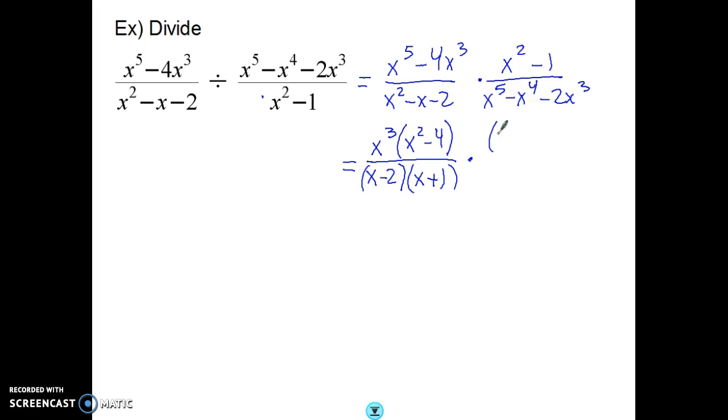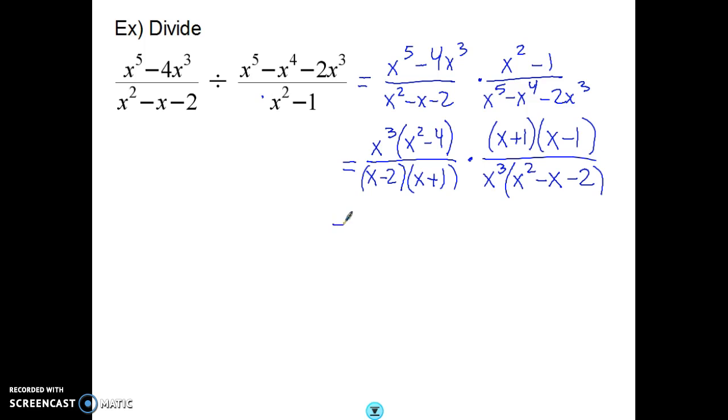The numerator also factors, that is x plus 1 times x minus 1. It's the difference of two squares. And the denominator, in this case, has another GCF. It has x cubed again. So x cubed times x squared minus x minus 2. So it actually factors very similarly to what we already had in the other denominator.